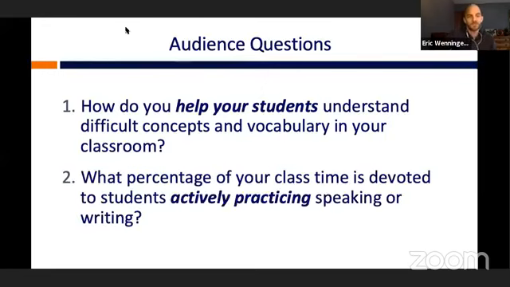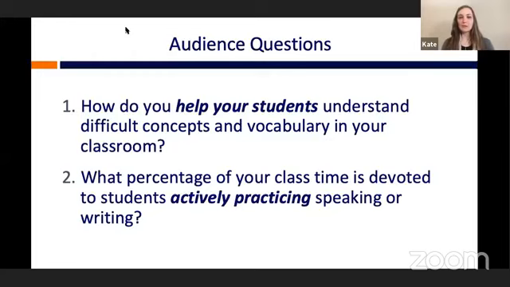So the next question, what percentage of your class time is devoted to students actively practicing speaking or writing? Out of the 100% of your class time, what percentage of that class time is used on speaking and writing? What do you think, everyone? Let's see, Mikel says 40%. Huma says 50%. Miriam says 60%, or it depends. Niaz says 75%.